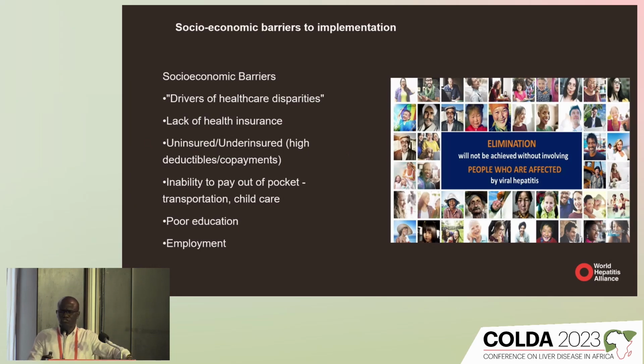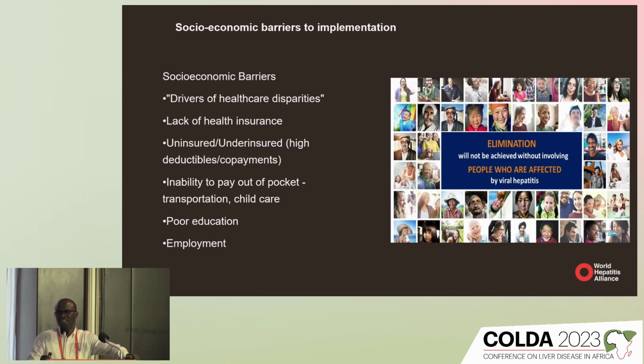Now, what are some of the socioeconomic barriers, and which are the major drivers of healthcare disparities? Lack of health insurance, and uninsured or underinsured patients. These are some of the things we have across most of our LMICs. So when guidelines promote the use of some diagnoses, the patients that are to use those services, how would they be able to afford or access the care they need that the guidelines promote?